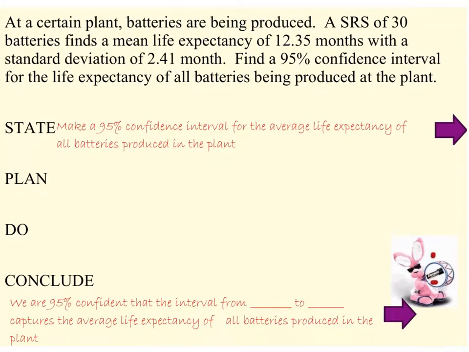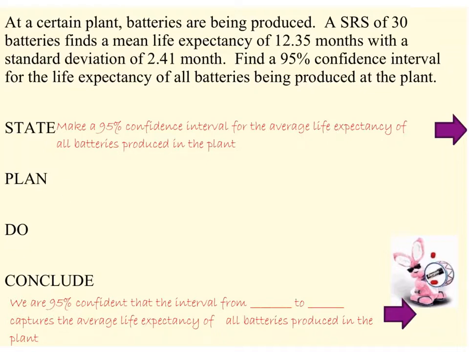So I want to come back to the problem we were talking about when we made the jump to T statistic. At a certain plant, batteries are being produced. A simple random sample of 30 batteries finds a mean life expectancy of 12.35 months with a standard deviation of 2.41. Find a 95% confidence interval for the life expectancy of all batteries being produced. So you can see I filled in the state.